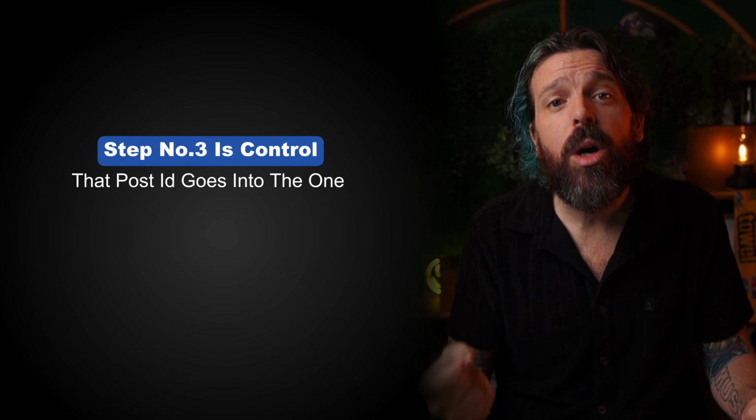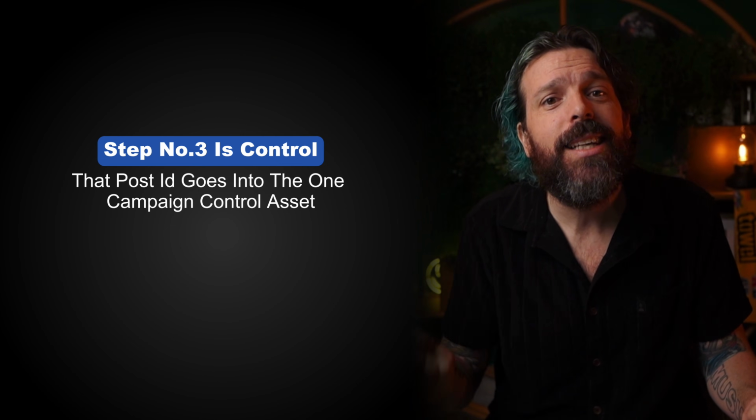Now, step 3 is control. That post ID goes into the one campaign control ad set. This is your stable environment. Proven ads, clean comparisons. You're not replacing winners. You're introducing contenders and letting them prove they belong amongst all of the other all-stars, right? This is your unicorn squad, right?